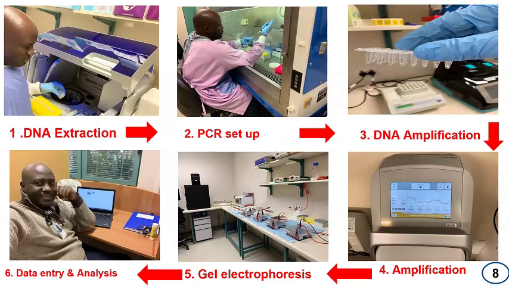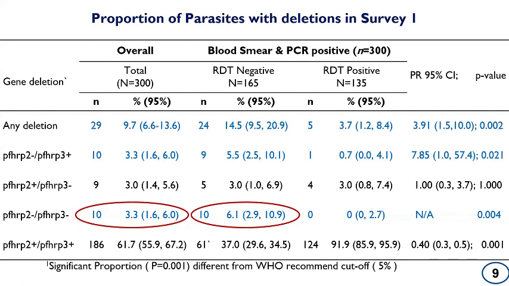So what I show here is a summary of the conventional PCR, right from extraction, PCR setup to DNA amplification, up to gel electrophoresis. As a summary of our results from survey 1, I'm mainly interested in where we had 10 isolates that had double deletion of HRP2 and HRP3, and you can see that all the 10 isolates were RDT negative, but blood smear and PCR positive.